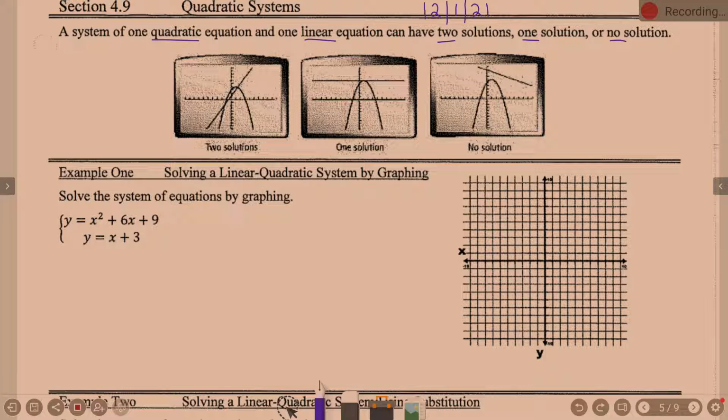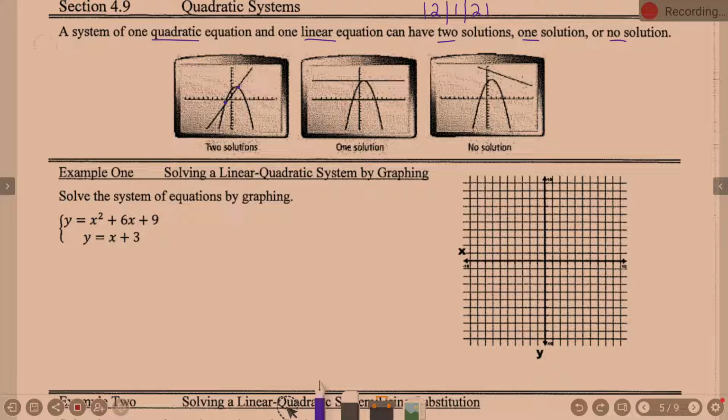So the idea, realize when I say quadratic, what's the shape of that graph? Quadratic is the U shape, the parabola, yes? When we talk about linear, we're talking about a line. So this first picture is an example of when there can be 2 solutions, because a line could cross through a parabola in 2 spots, yes?